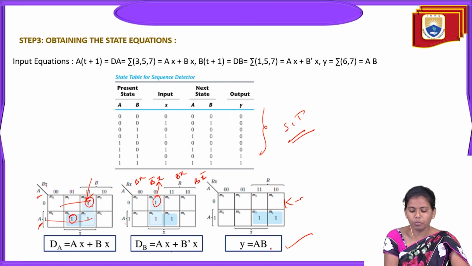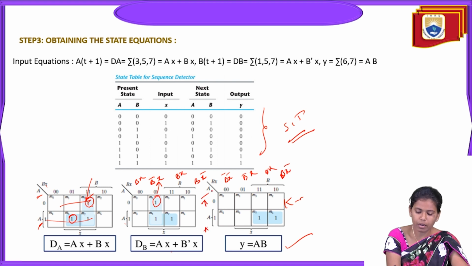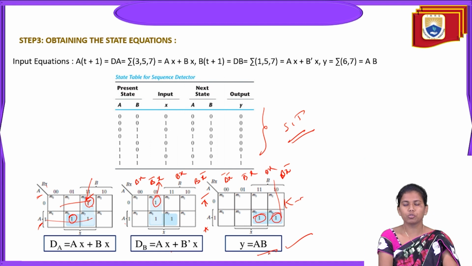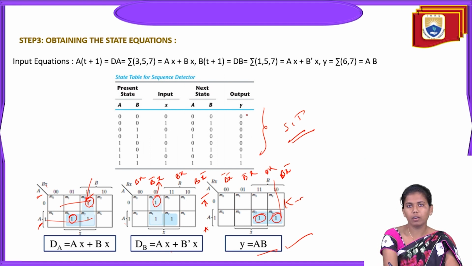Then the third one is Y is equal to AB. Why is Y equal to AB here? Here it is B bar X bar, B bar X, BX, BX bar. So one is with respect to A, another one is with respect to B, isn't it? So Y is equal to AB. So from the state table, we are able to make out the state equations.